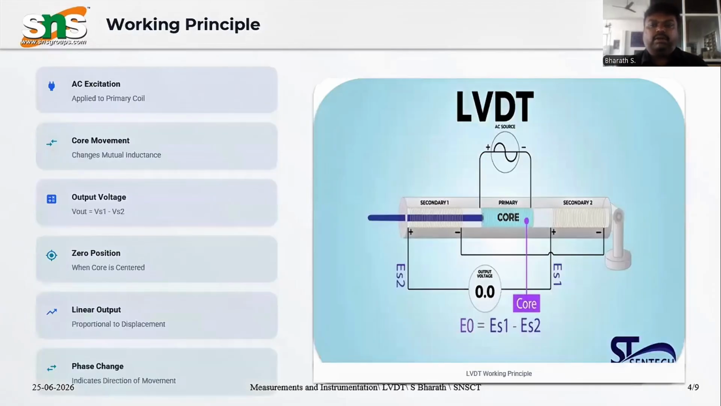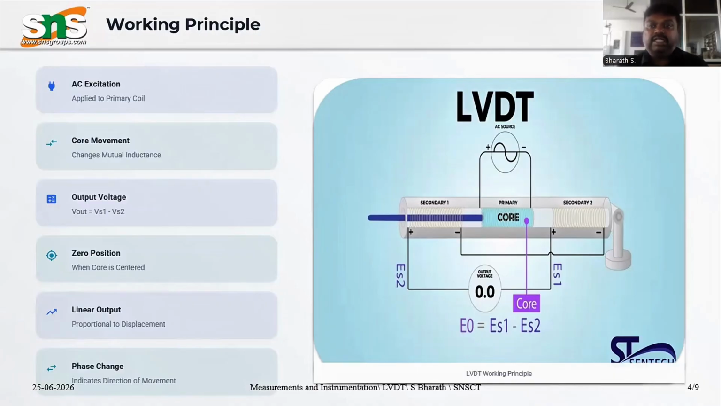So what is the working principle of an LVDT? When the supply is given to the primary coil, the core movement changes the mutual inductance. Based on the movement of the core, there will be a change in the inductance in secondary coil S1 and secondary coil S2. When you take the difference between the voltage across secondary coil 1 and secondary coil 2, you get the output. When the core is at the center point, there is no output. When the core is moved linearly between S1 and S2, then you get the output. That is a linear output.